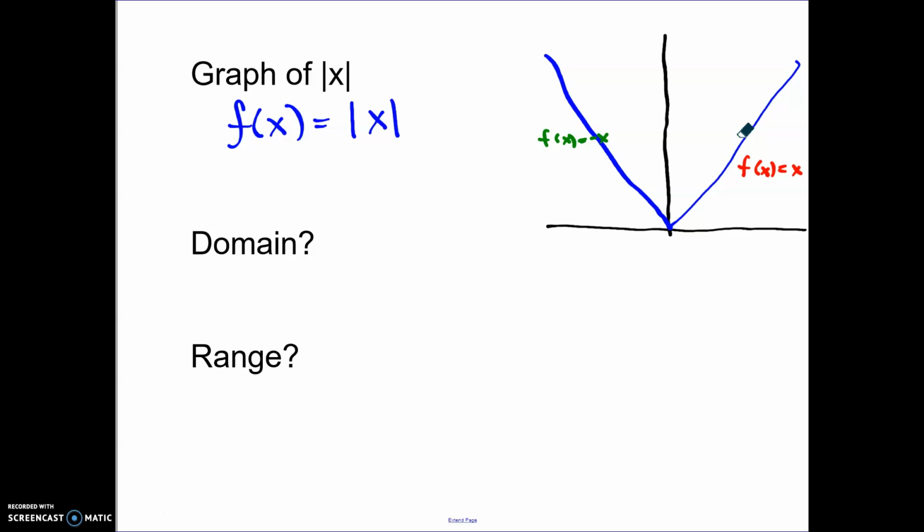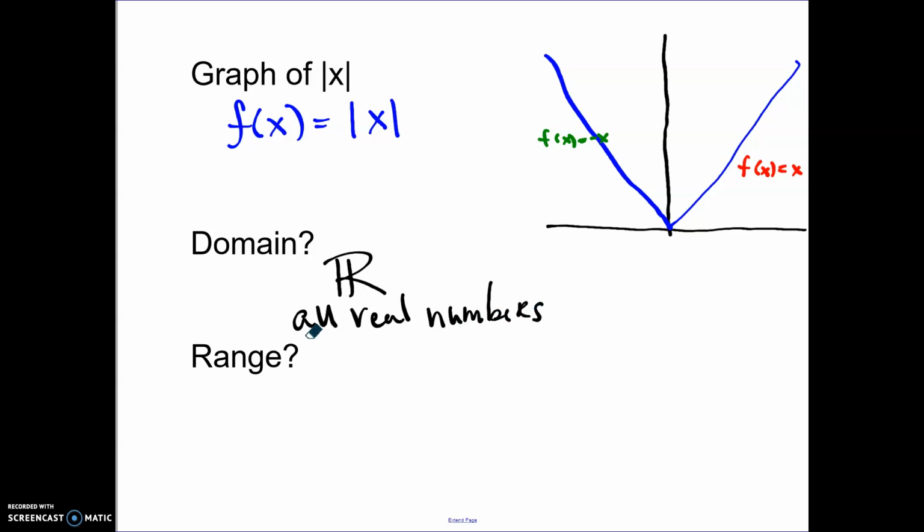Now, I've been using this word domain. Remember, that's just the numbers you can put into a function. And if you notice, I can put any number for x in that I want to. Any x value can go in. It can be negative. It can be positive. There's no limit. So the domain of the absolute value is all real numbers.